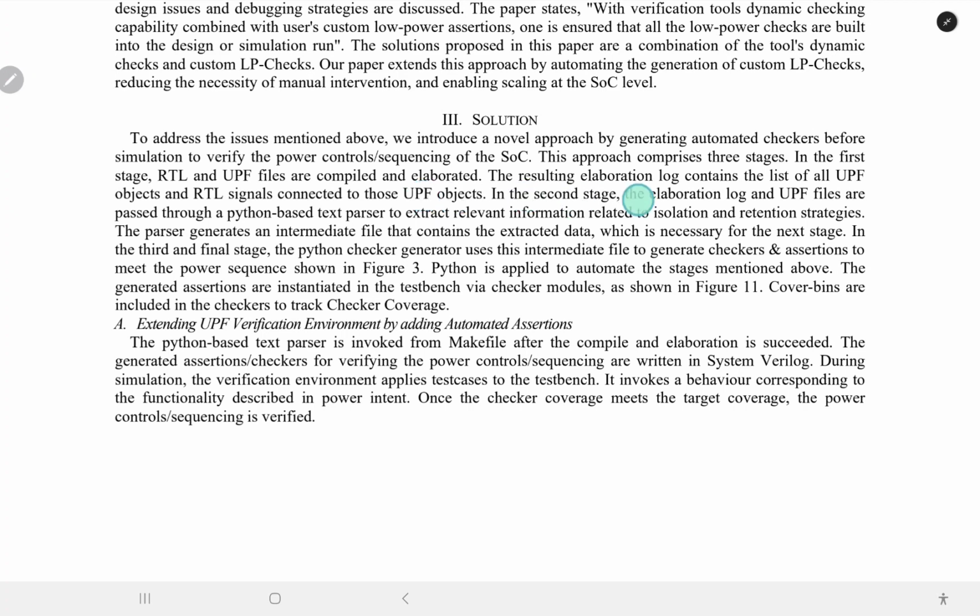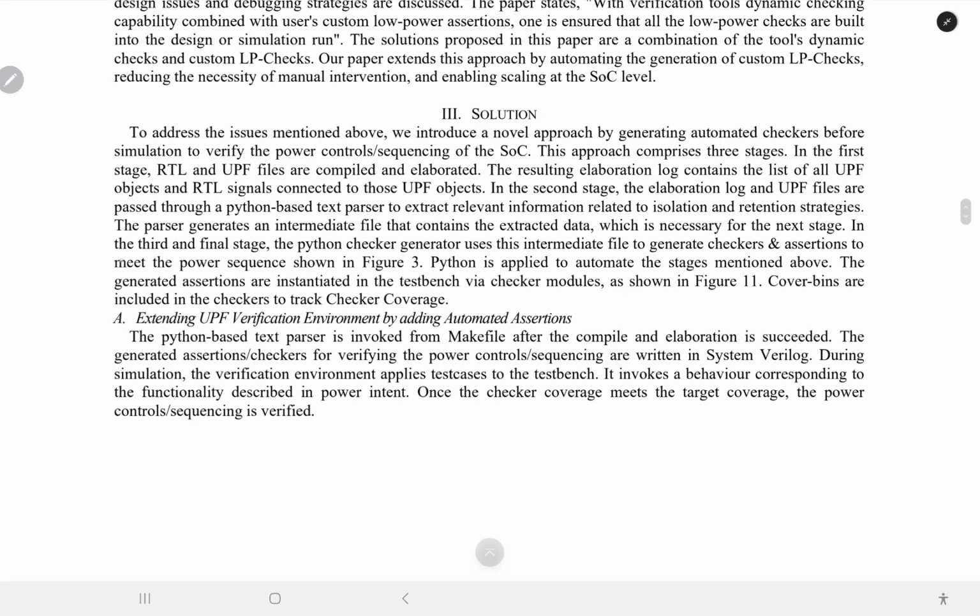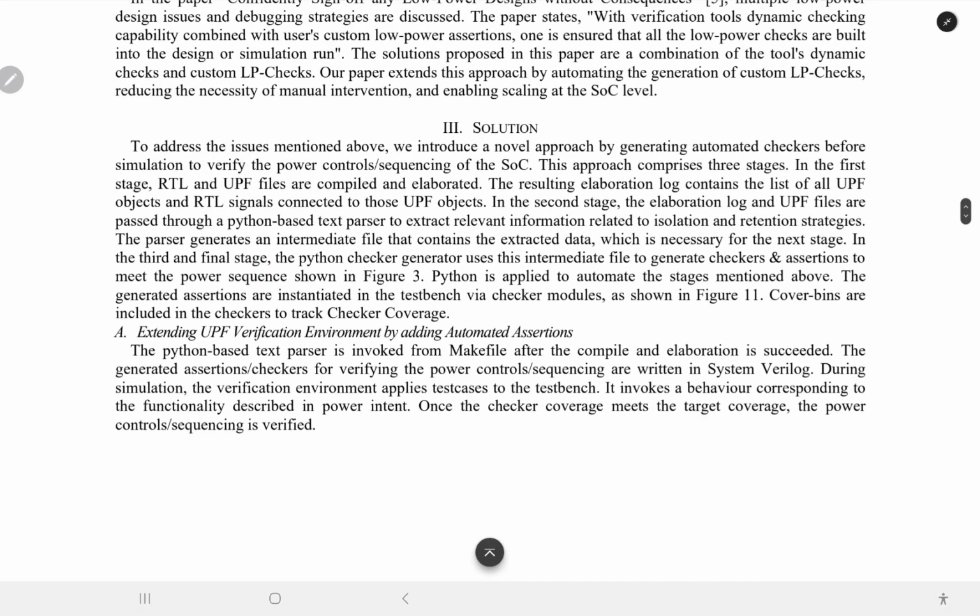In the second stage, the elaboration log and UPF files are passed through a Python-based text parser to extract relevant information related to the isolation and retention strategies. The parser generates an intermediate file that contains the extracted data, which is necessary for the next stage. In the third and final stage, the Python checker uses this intermediate file to generate a checker and assertions to meet the power sequence shown in figure 3. Python is applied to the automated stages mentioned above.